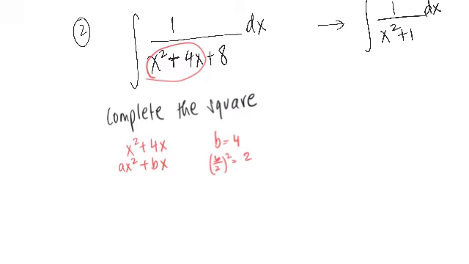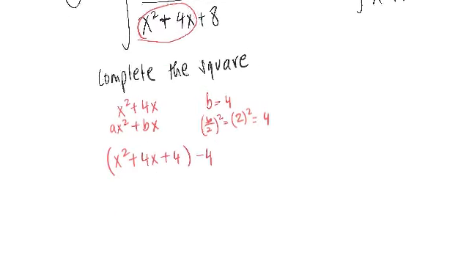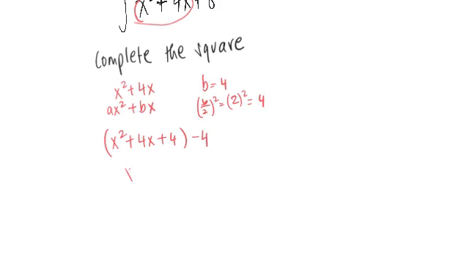B divided by 2 is 2. 2 squared is 4. So completing the square on this is going to mean saying this is equal to x squared plus 4x plus 4 minus 4. We don't want to change the equation. We're just rewriting it as a perfect square trinomial. And then we're going to have a number on the end of that, right? It's like taking a standard form parabola and writing it into vertex form.